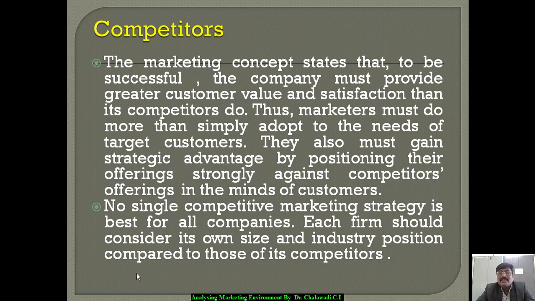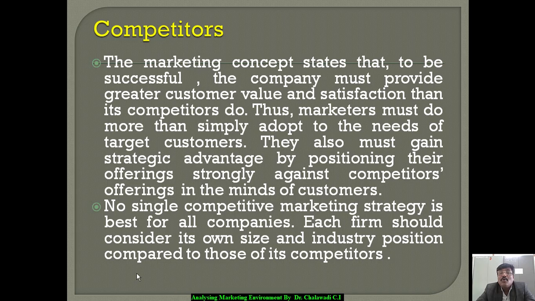The marketing concept states that to be successful, the company must provide greater customer value and satisfaction than its competitors do. Right? What does the marketing concept say? Marketing is nothing but what? We should provide greater customer value and satisfaction by comparing to the competitors. So, marketers must do more than simply adapt to the needs of the target customers. They also must gain strategic advantage by positioning their offerings strongly against the competitors' offerings in the minds of the customer. Right?